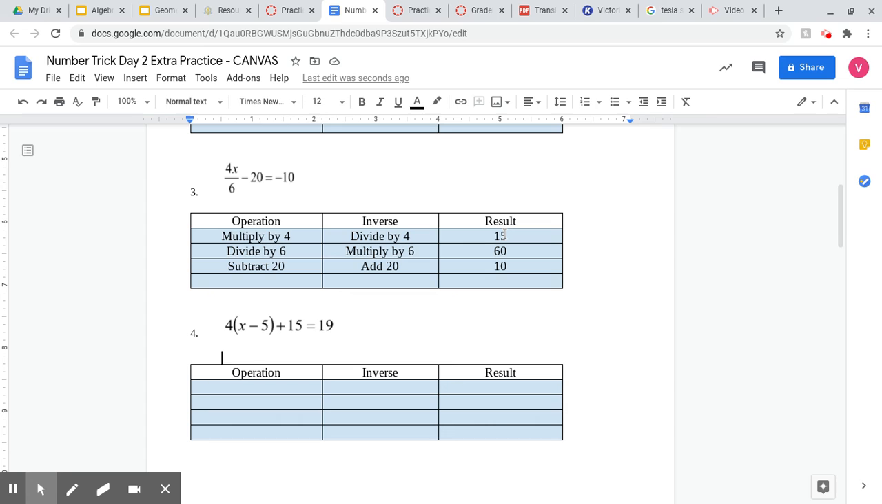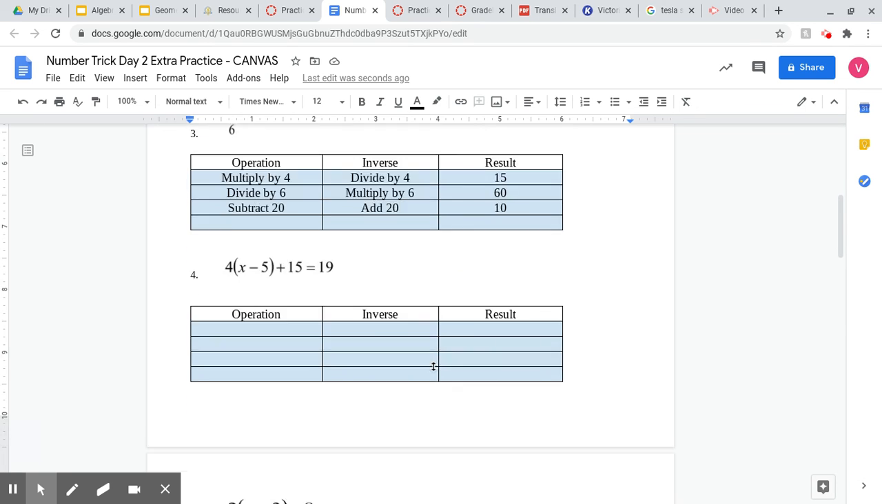And here's the cool thing. You can use these and go back and forth and check. So let's start with 15. Okay, 4 times 15, that's 60. 60 divided by 6 is 10. 10 minus 20 is negative 10. Oh, look at that. How cool is that? So you can check to make sure that your operation and inverse, that your order of operations is correct by taking your result and following the inverse, bottom to top.